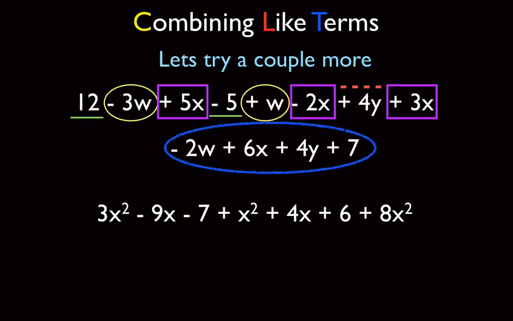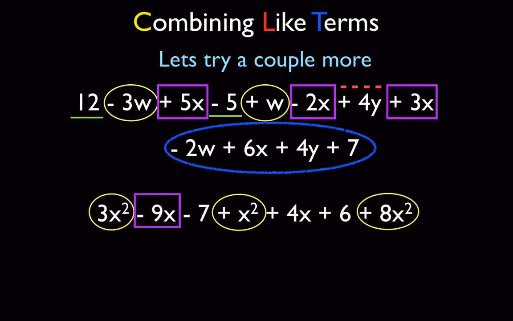Okay, so one mistake people make here a lot is they think x squareds and x's can be combined. They are different. So if that's something you did, you might want to pause it real quick and try that out. But if not, we're going to keep going on. So first thing, I'm going to start off with my x squareds. I have 3 of them, 1 right there, and 8 at the end. For my x's, I have a negative 9 and a positive 4. And for my numbers, I have negative 7 and positive 6.